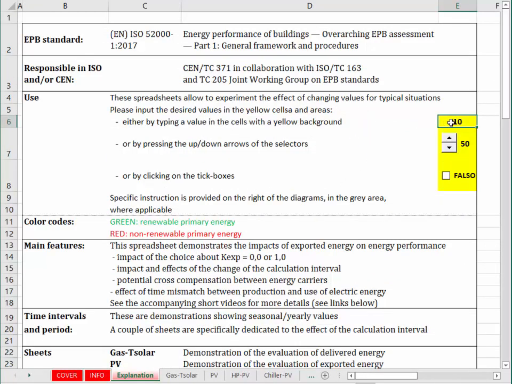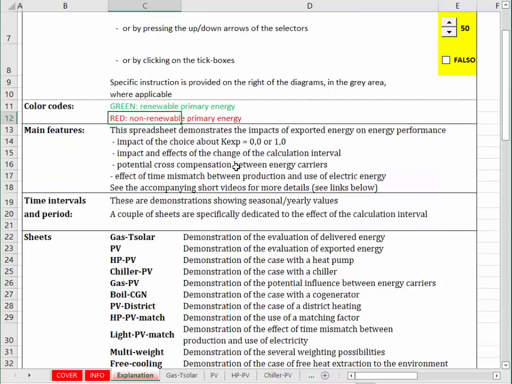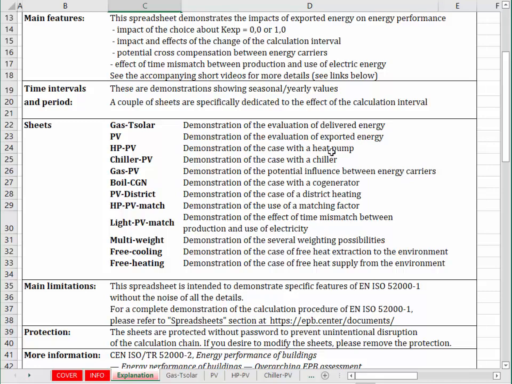For example, the fact that all the values you may change are on a yellow background. And sometimes you may change a value with these arrows, or you might check a box to decide if some value is true or false, or 1 or 0, as we will see. Anyway, this is always on a yellow background, where you may change data. Generally, the green is used for renewable primary energy, red for non-renewable primary energy, and other colors for the other weighting types. Here you have a list of the main features and a list of the sheets that we will go through one by one.